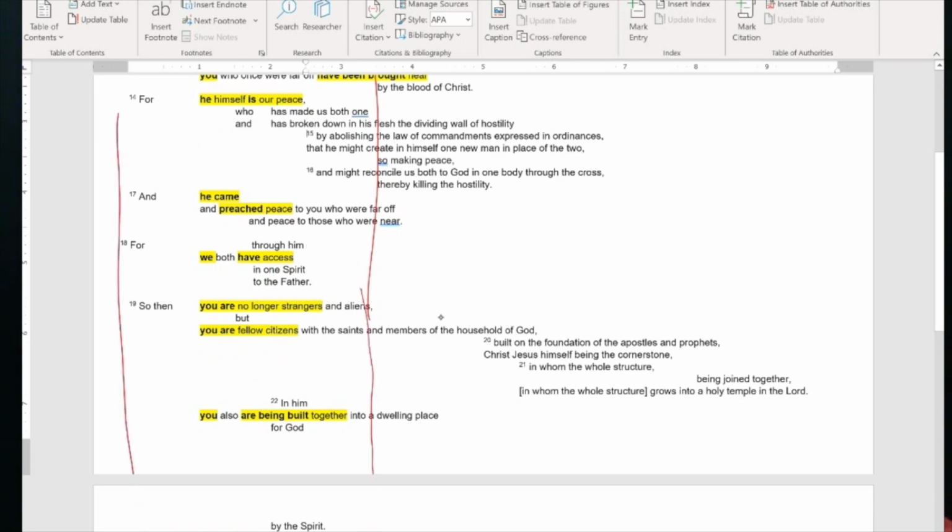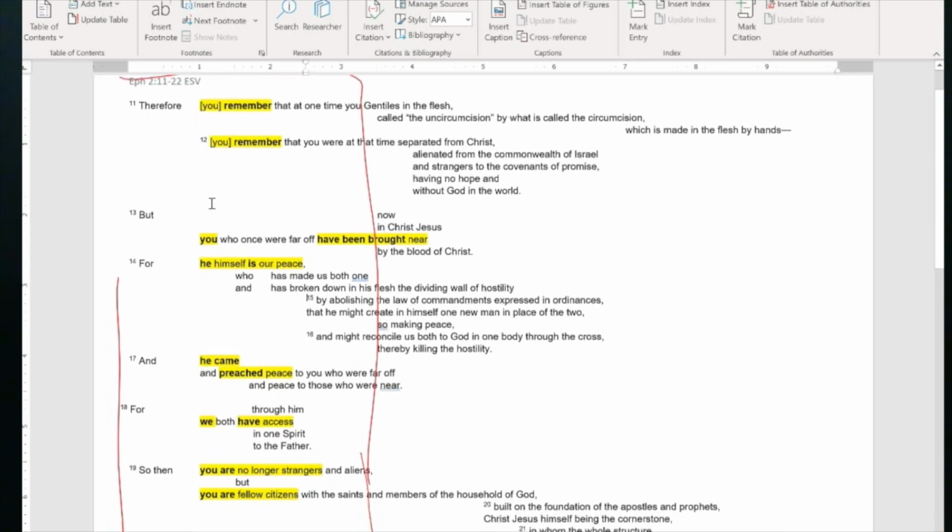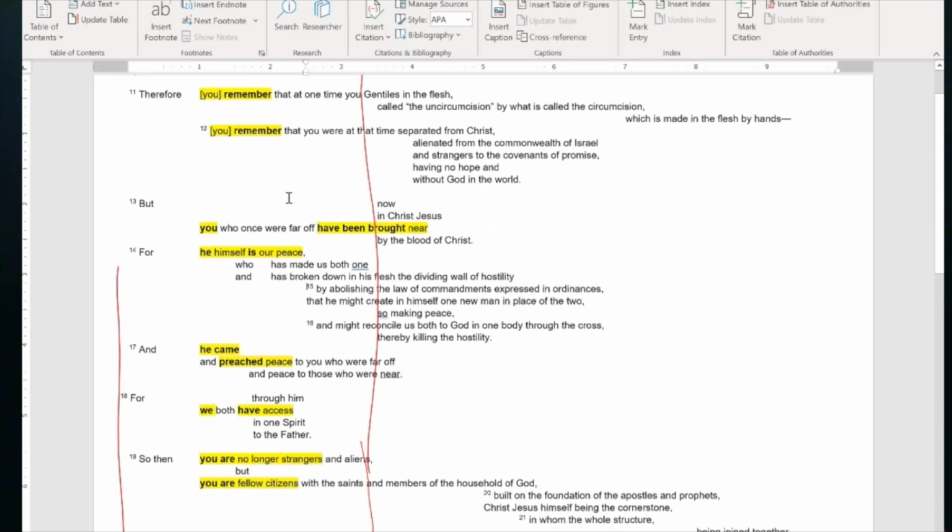And you can follow the conjunctions and get an even better feel for the point that the author is making, an argument that's being developed. And it's really not bad to think Paul wants them to remember that they were separated, but, right, that connects this sentence, they have been brought near. So you can see that right here with but.